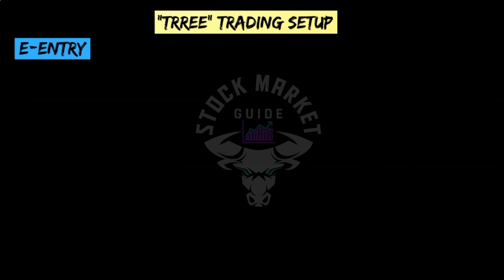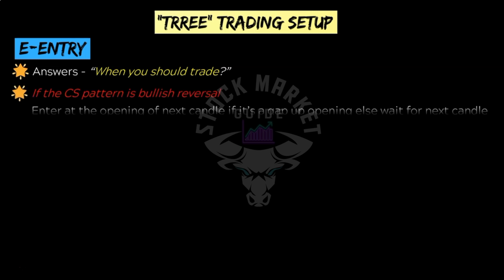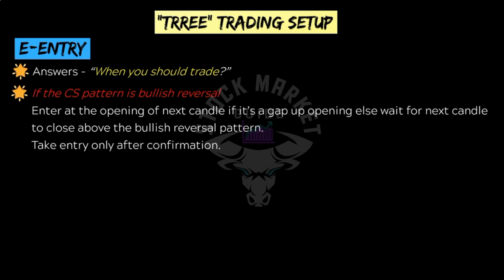The next step is E, that is entry. So friends, finally after the first 3 steps, the probability of reversal is really high and we must get ready to enter into the trade. So if the candlestick pattern is bullish reversal pattern, then you should enter at the opening of the next candle if it's a gap up opening, else wait for the next candle to close above the bullish reversal pattern. That is, take entry only after confirmation.